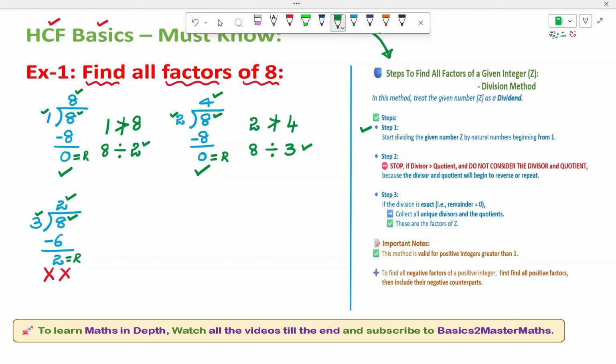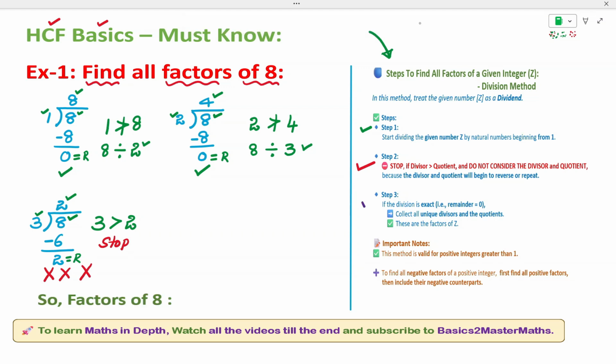In this case, the divisor 3 is greater than the quotient 2. So, as per the rule, please stop here and do not consider this step. Got it?